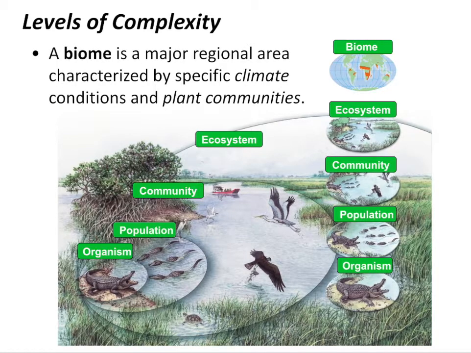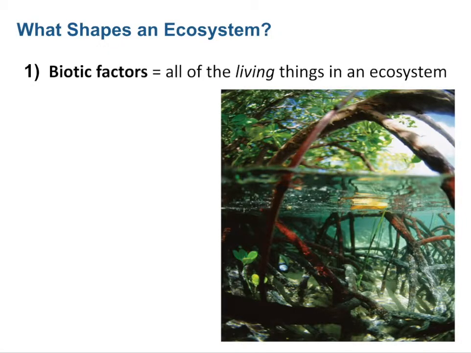Okay, and then if we wanted to look even a little higher there, we could talk about a biome, and a biome is a major regional area characterized by specific climate conditions and plant communities. Okay, so we'll be looking at that a bit more. So biomes are big swaths of continents, usually.